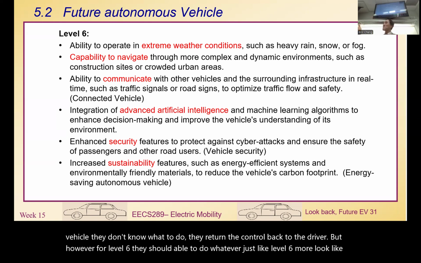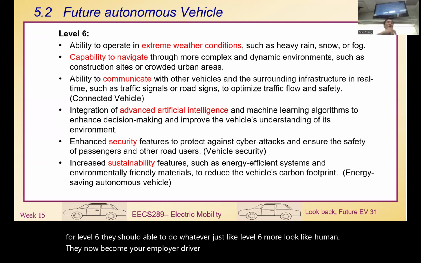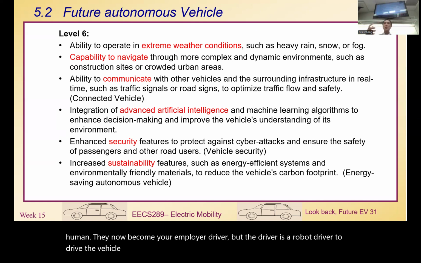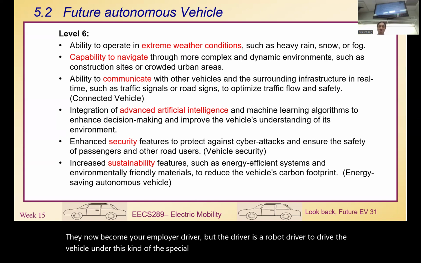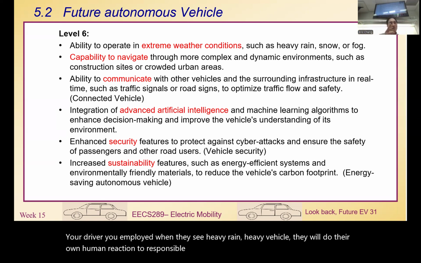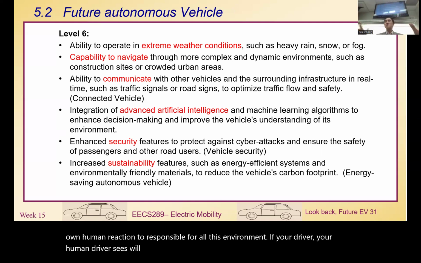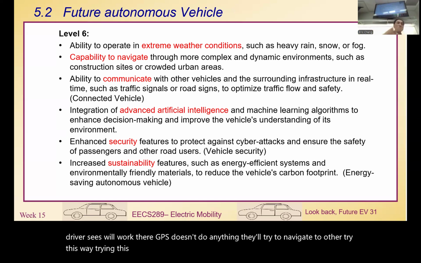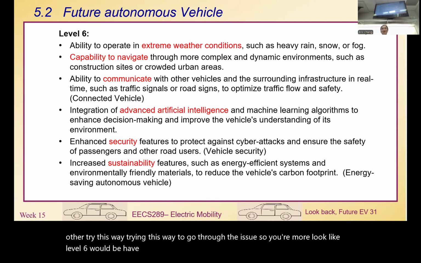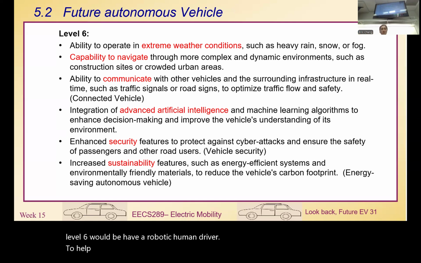Level 6 is more like a human. You employ a driver, but the driver is a robot driver to drive the vehicle. Under this kind of special environment, the driver you employ, when they see heavy rain or heavy traffic, will have their own human reaction to handle all this environment. If your human driver sees road work there and GPS doesn't help, they'll try to navigate another way to get through the issue. So level 6 will have a robotic human driver to help you navigate.